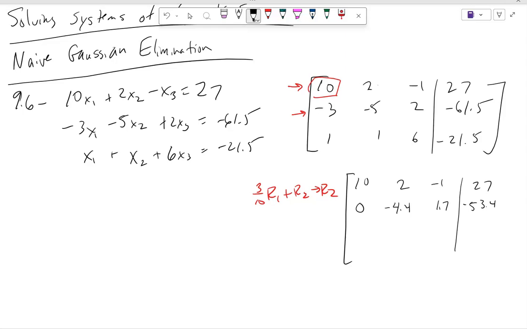And absolutely pull out a calculator, because me doing this in my head is probably going to get errors as I go along. So far, so good? All right.